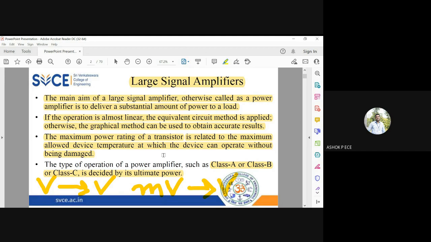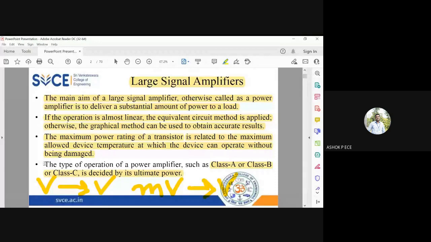When the power is enormous, the temperature will also be large. So it can be said in terms of temperature also: the maximum temperature at which the device can operate without getting damaged. You can state the maximum power rating either in terms of power or in terms of temperature, because larger power causes the temperature to rise.